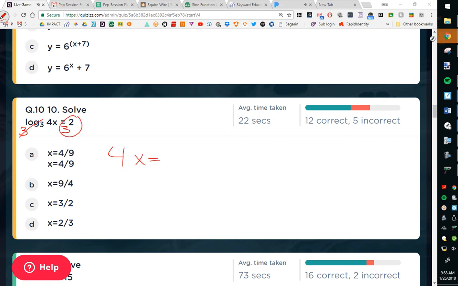3 squared gets you 9. Then I would divide by 4. X is 9/4. Any other questions as you're going through that you want me to show up on the board?